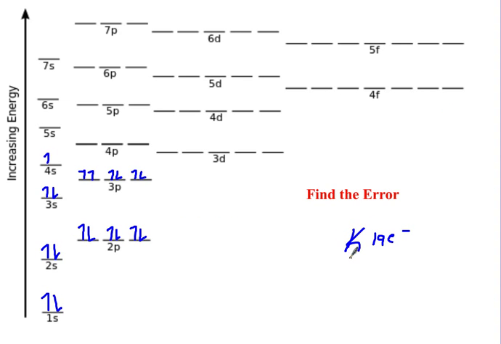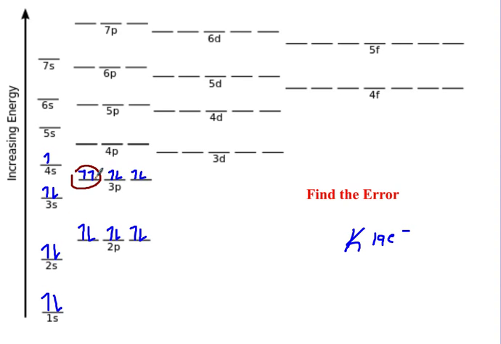Okay, find the error. Potassium with 19 electrons. So 2, 4, 6, 8, 10, 12, 14, 16, 18, 19. We're good there. Looks like they're being filled from low to high like they're supposed to. They have 1 in all orbitals before they double up. So here's our problem right here.